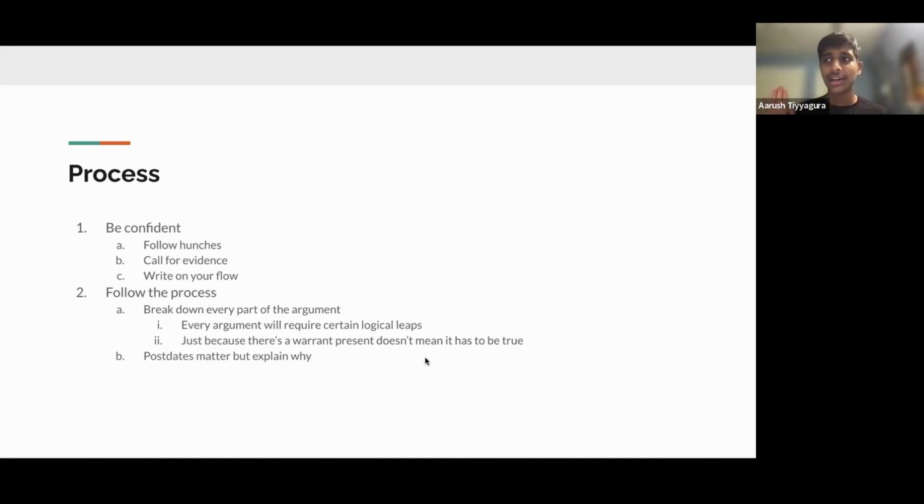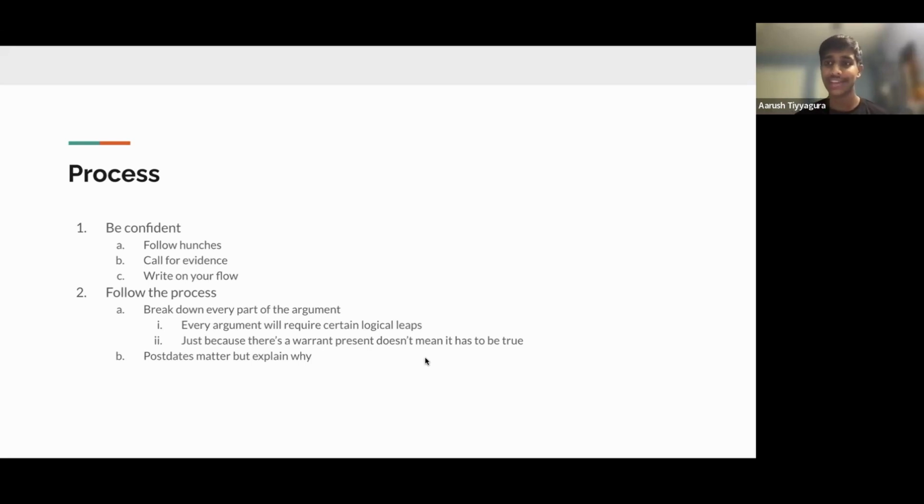Obviously, this isn't purely analytic, but post dates matter basically means that if you know something happened, but you don't necessarily have a card for it, you can still bring it up in the context of the round. So, for example, at Stanford, this was the ICC topic. So there were a lot of arguments about Ukraine.